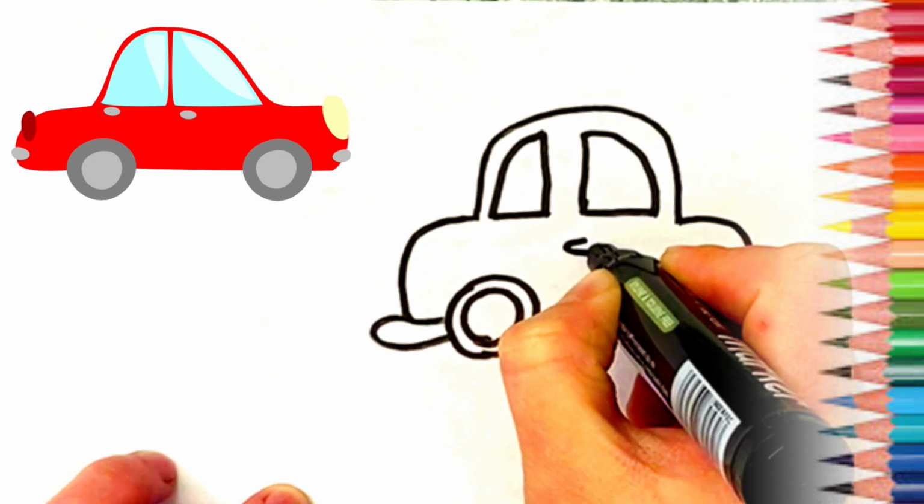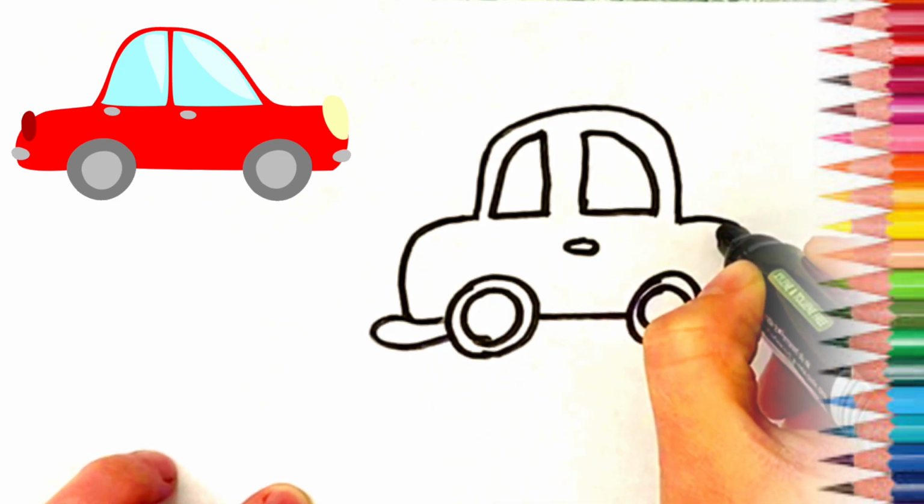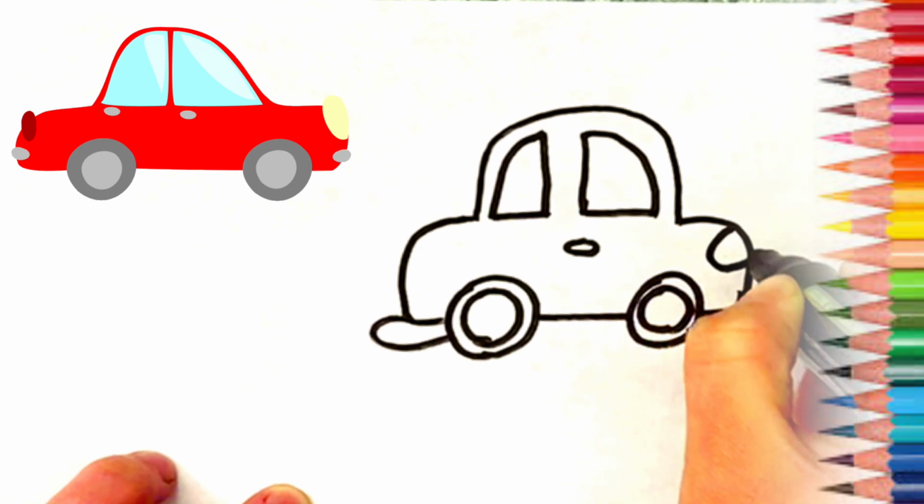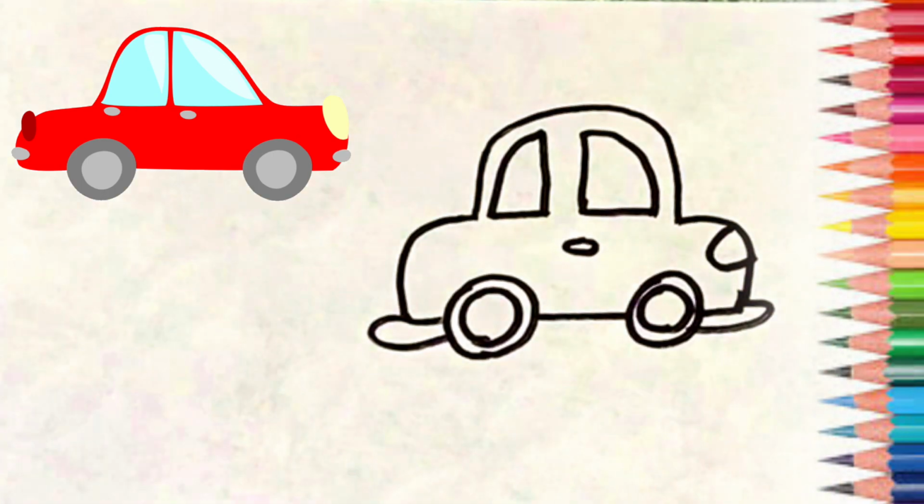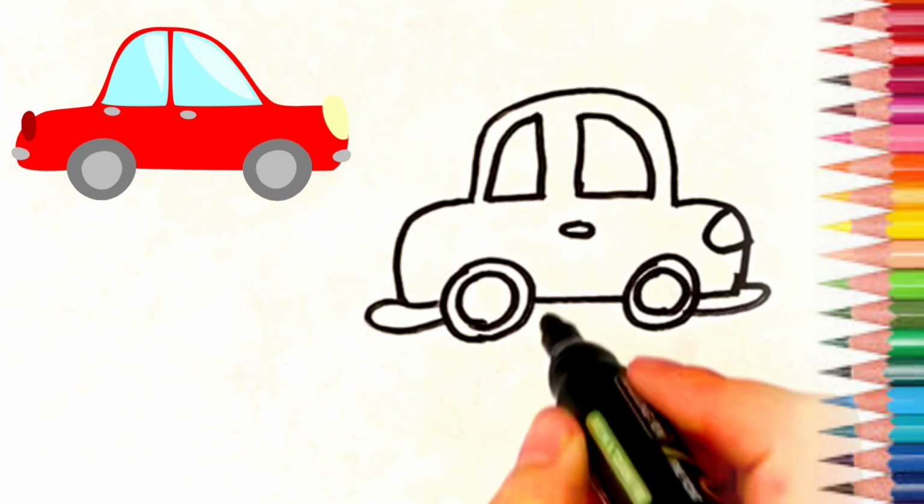And we will draw an overline door handle. Let's add a circle on the tire. Hey, we are done with our car.